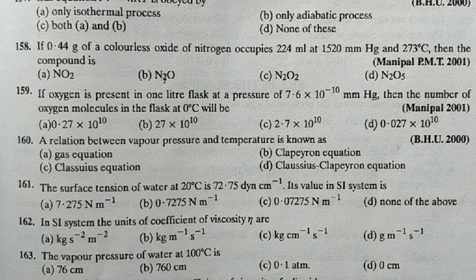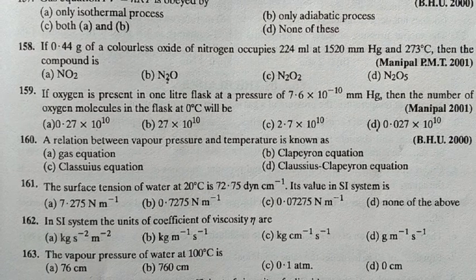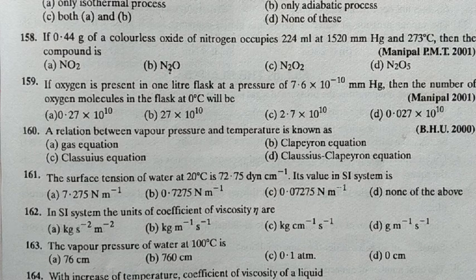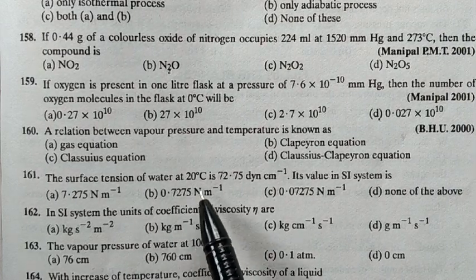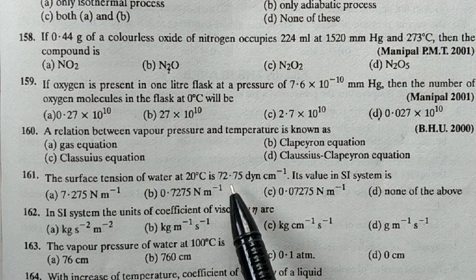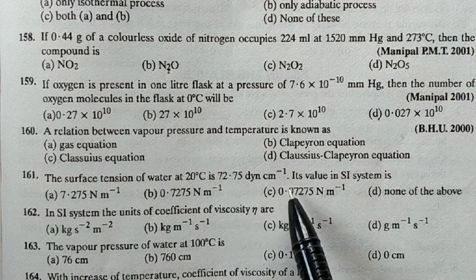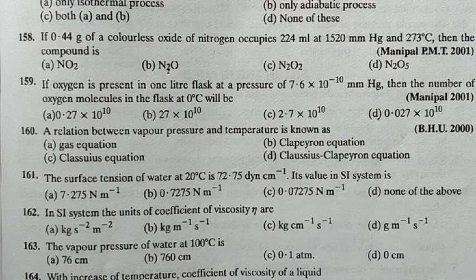A relation between vapor pressure and the temperature is known as, just now we got, that is also again Clapeyron equation, direct. And the next question number 161. So this is important, just only conversion of the units. What are the given terms? The surface tension of water at 20 degrees centigrade is 72.75 dyne centimeter inverse. Its value in SI system.